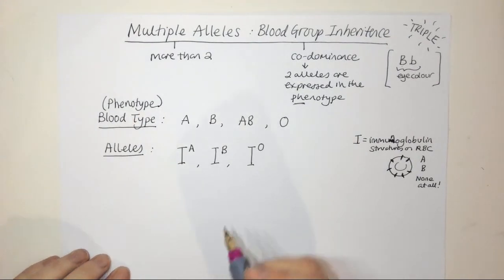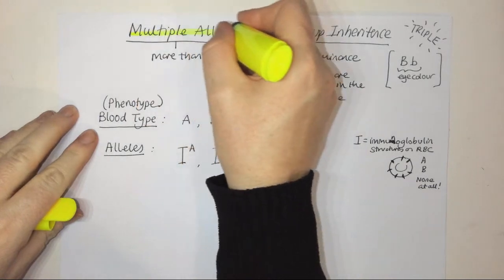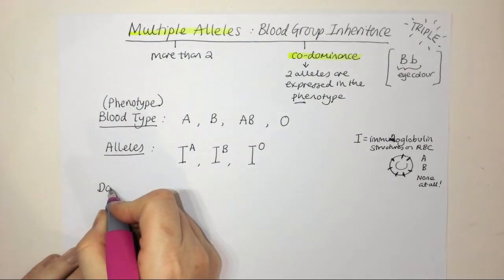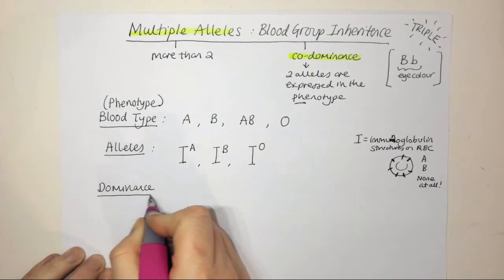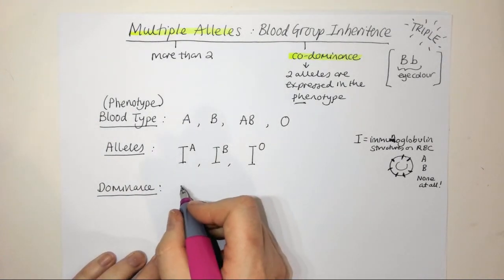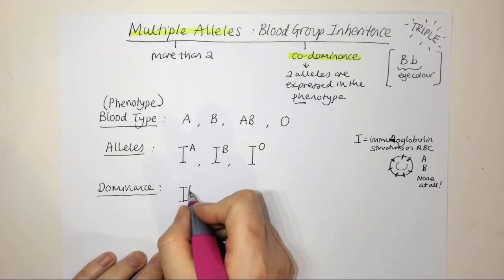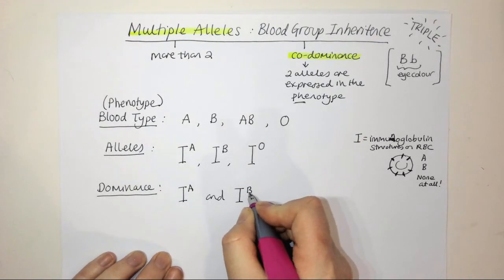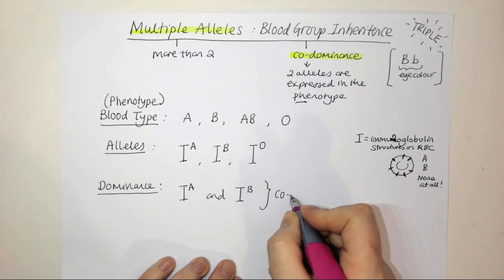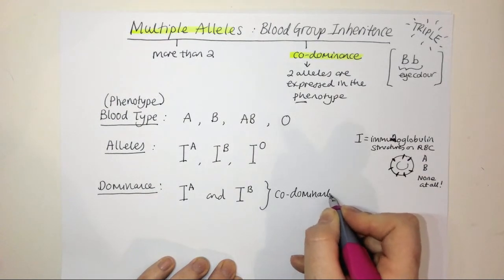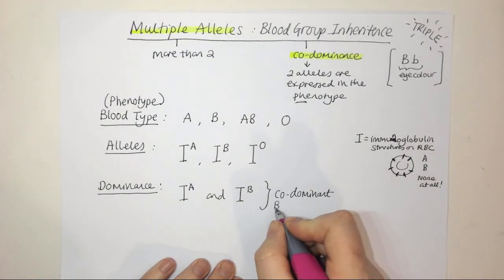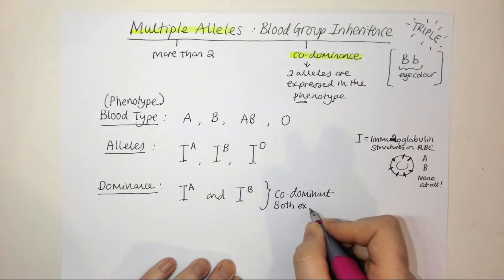The dominance bit: I've already said to you that we've got multiple alleles and it's an example of codominance. Well, here are multiple alleles. What about the codominant section? Let's have a think. If we think about the dominance, what we have is the A allele and the B allele are both codominant to each other. It means that neither is dominant over the other. They will both be expressed in the phenotype equally.